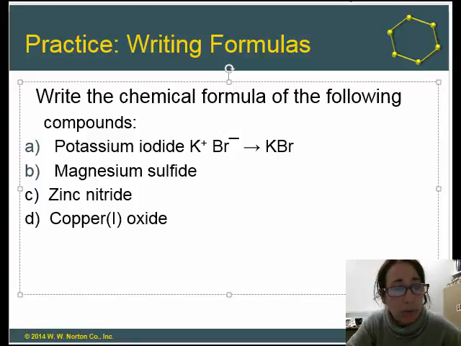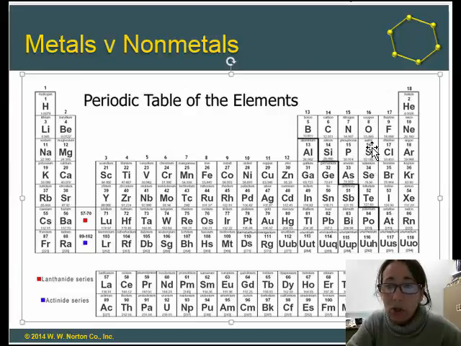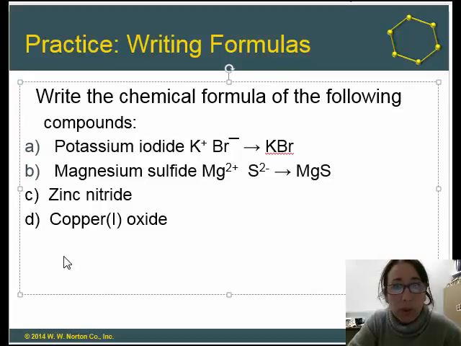Now let's look at magnesium sulfide. And again, to find the charges, I'm going to look at the periodic table. Magnesium is in the second column, so it's always going to have a +2 charge. Sulfide is 2 columns to the left of the noble gases, so it's going to have a charge of -2. So magnesium has a charge of +2, sulfide -2. The charges cancel out in a 1-to-1 ratio. Now the charges don't always cancel out in a 1-to-1 ratio.